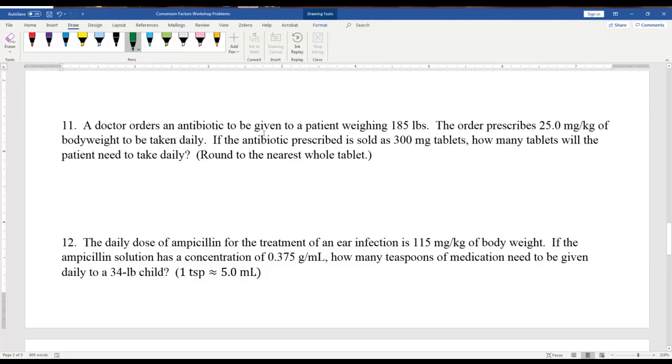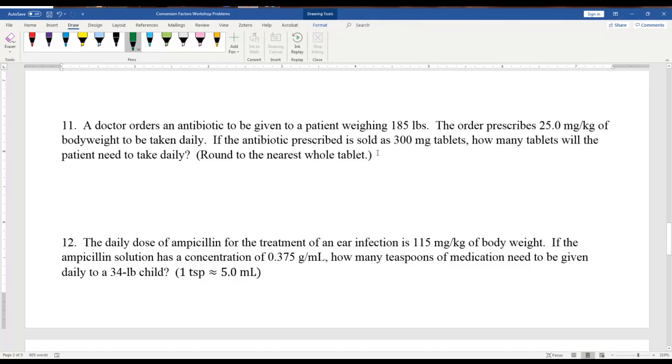It says the doctor orders an antibiotic to be given to a patient weighing 185 pounds. The order prescribes 25 milligrams per kilogram of body weight to be taken daily. If the antibiotic is sold as 300 milligram tablets, how many tablets will the patient need to take daily?